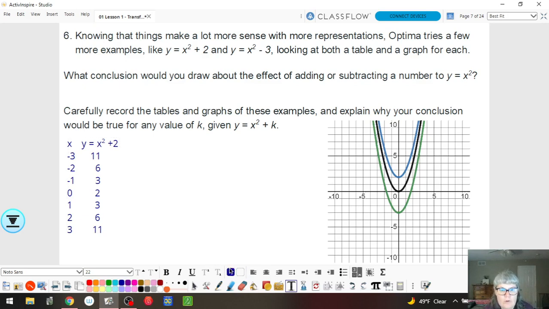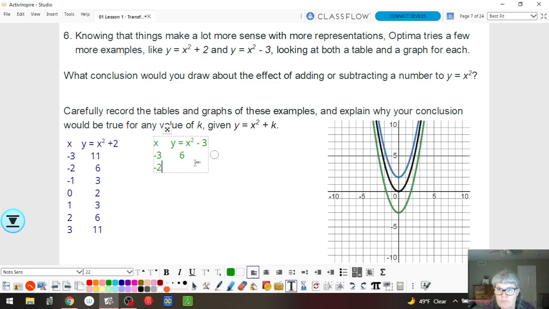The table for the green curve and the graph for the green curve is for the equation y equals x squared minus 3. So creating my table again, using negative 3 up to positive 3. So at negative 3, I believe we should be able to count this one. We are at 6.